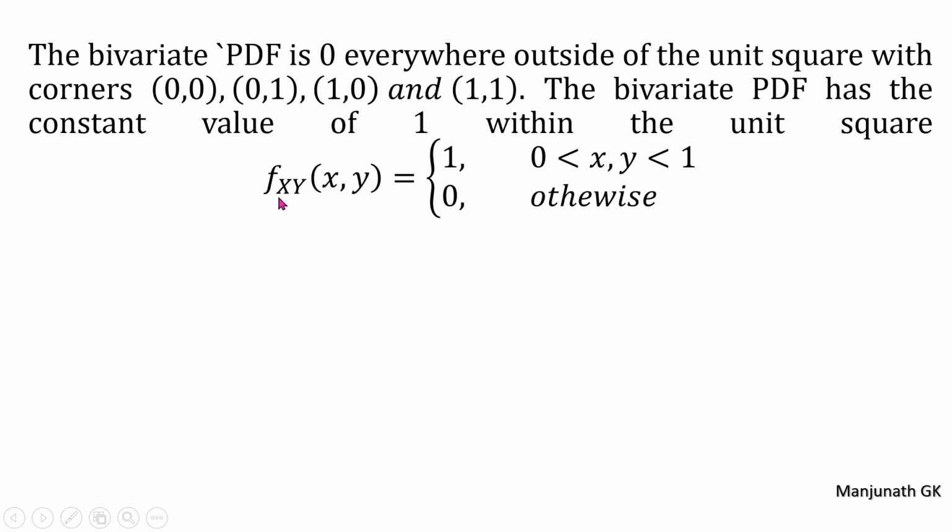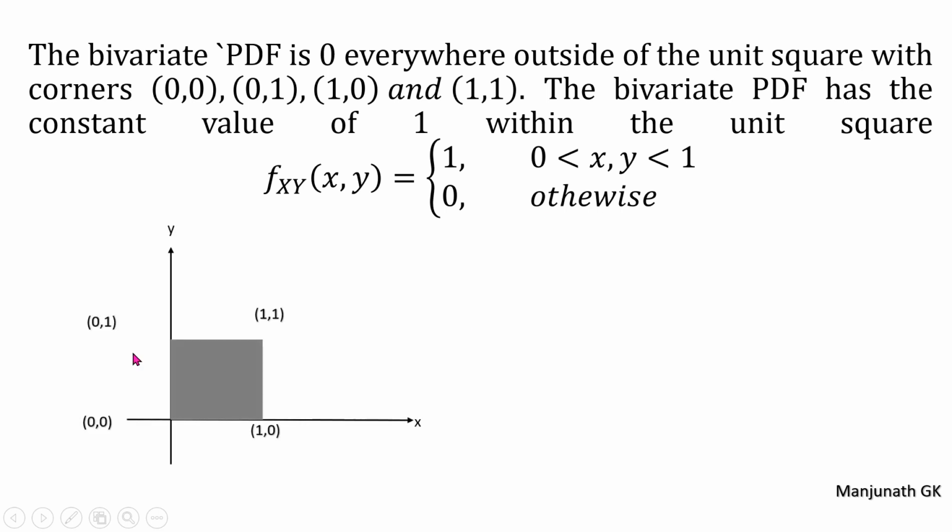Mathematically it is defined here. The bivariate PDF is 1 if x and y vary from 0 to 1. It is 0 otherwise. Graphically, outside the unit square the bivariate PDF is 0, and inside this unit square the bivariate PDF is 1.